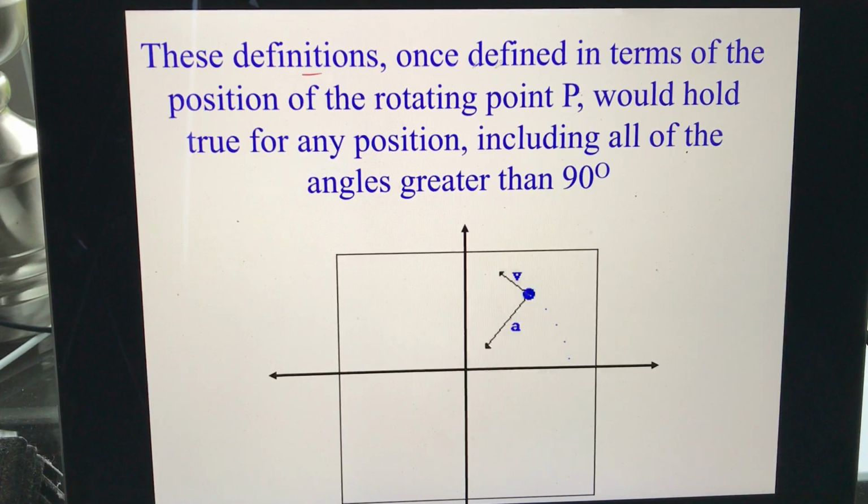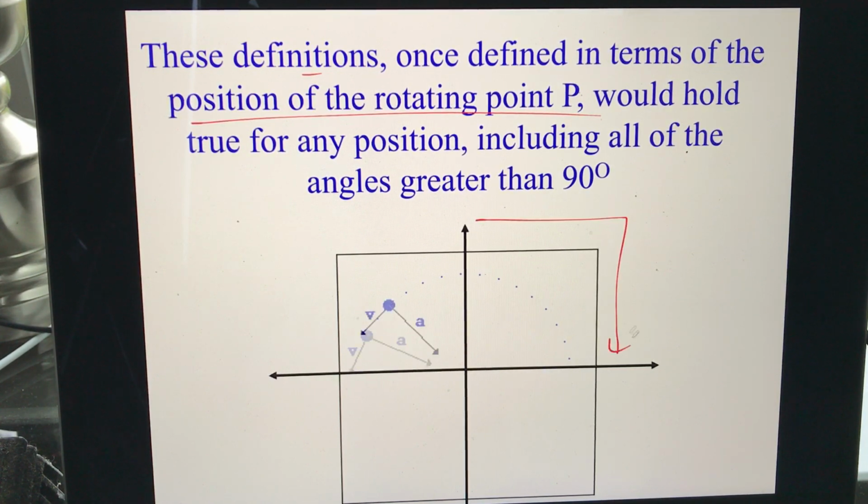Now, these definitions, once defined in terms of the position of the rotating point P, are actually interesting. They're going to hold true for any position, including angles greater than 90. So we're limiting ourselves to this first quadrant, but the rules that we build for this first quadrant are true everywhere around the circle, which is good news for us.